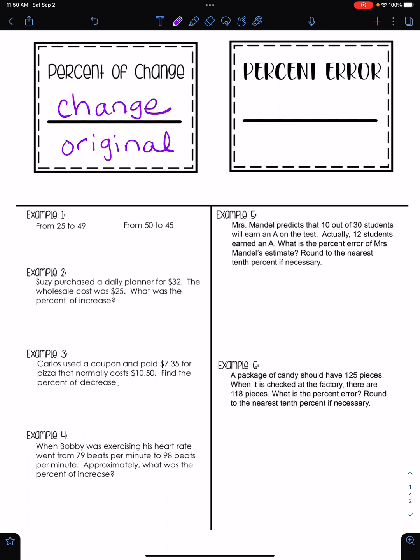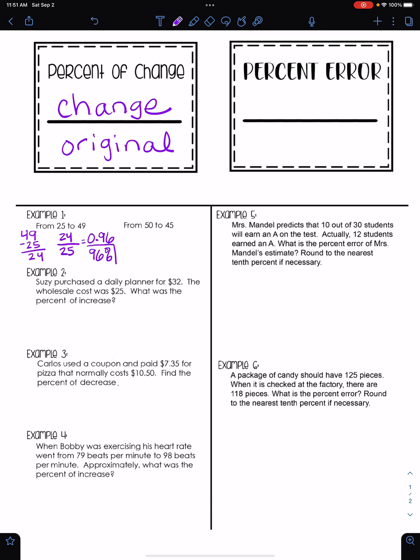It says to find the percent of change from 25 to 49. So first we need to know how much that number went up. And to find that, we would subtract to get 24. So the change in the number from 25 to 49 is 24. And then we're going to put that over the original number, which is 25. It started at 25 and went up to 49, so it changed by 24, and the original was 25. So you can just put that into your calculator, 24 divided by 25, to get 0.96, and as a percent, of course, this is 96%.